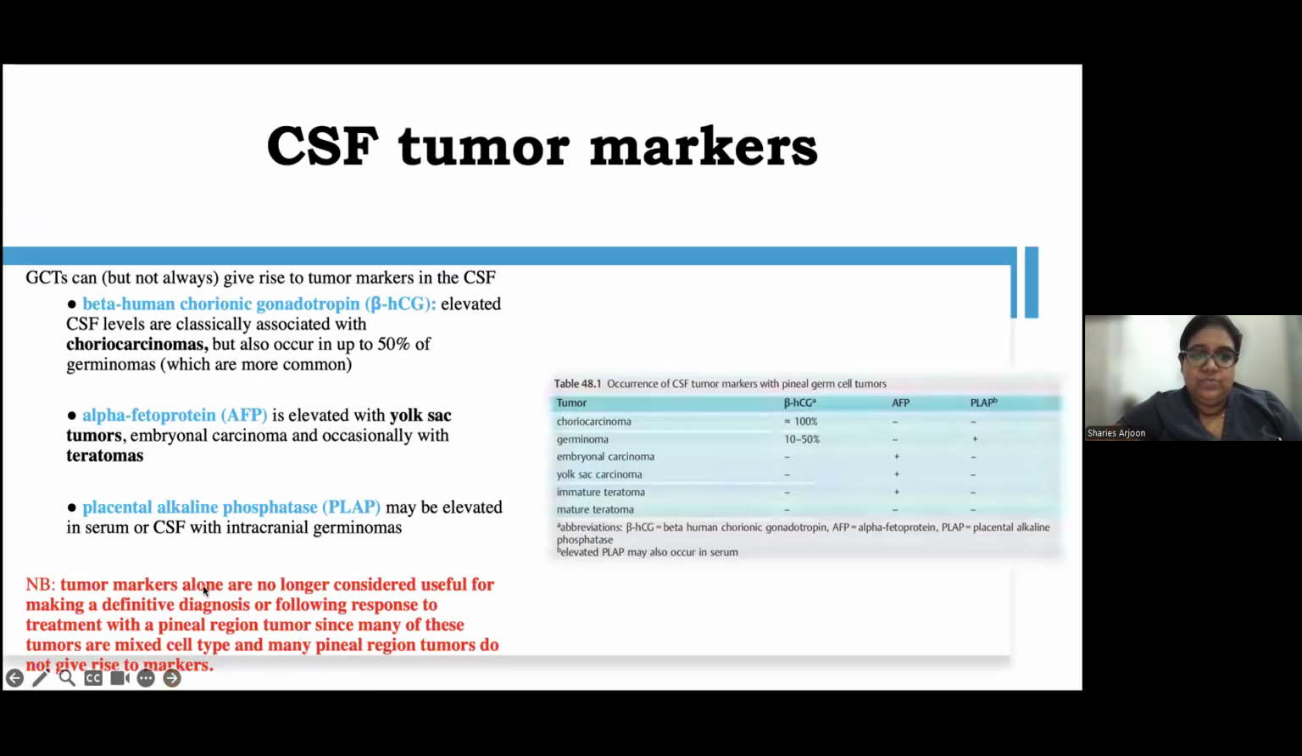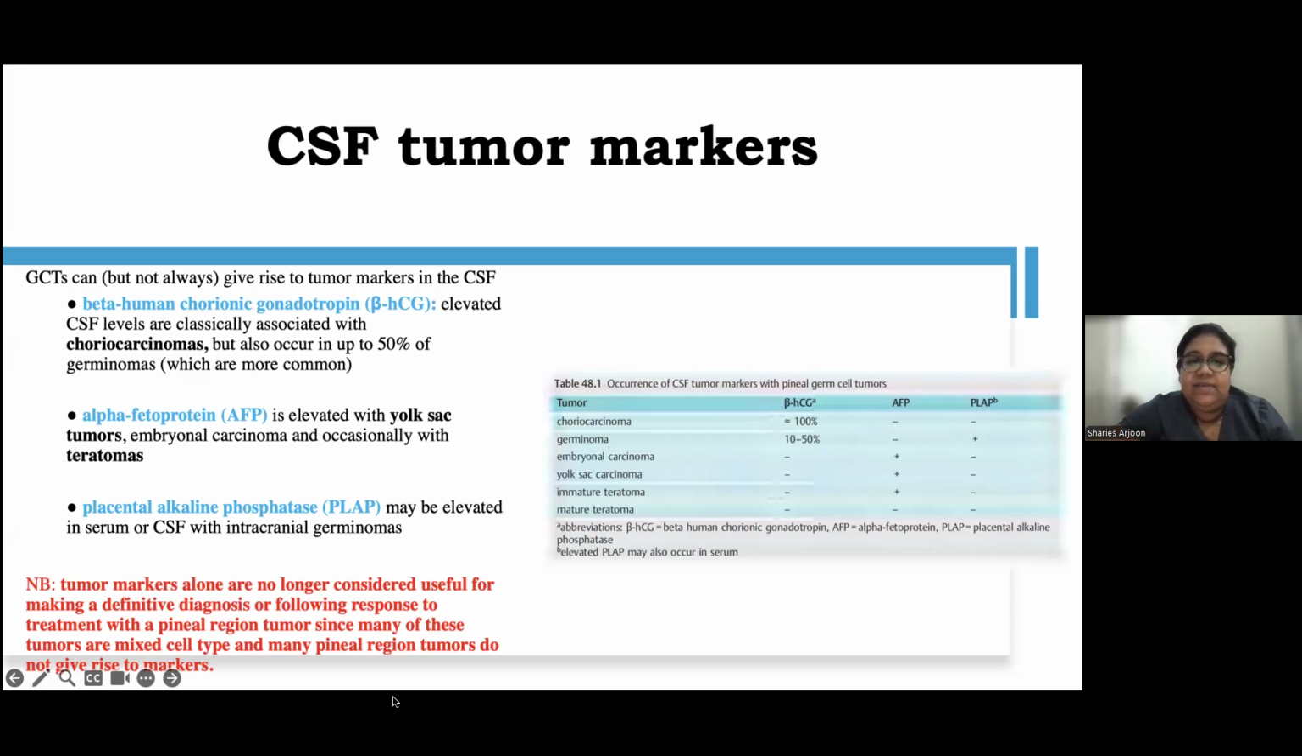So CSF tumor markers. Just to touch a little bit on beta-HCG, alpha-fetoprotein, and placental alkaline phosphatase. So germ cell tumors can, but not always, give rise to tumor markers in the CSF. In the case of beta human chorionic gonadotrophin, elevated CSF levels are classically associated with choriocarcinomas, but they can also occur in up to 50% of germinomas, which are more common.